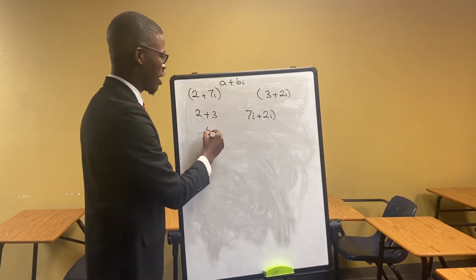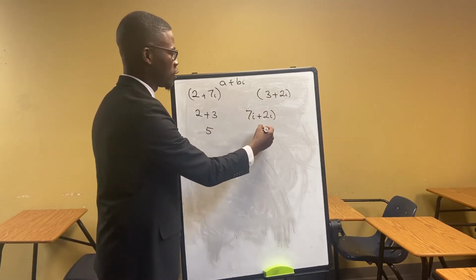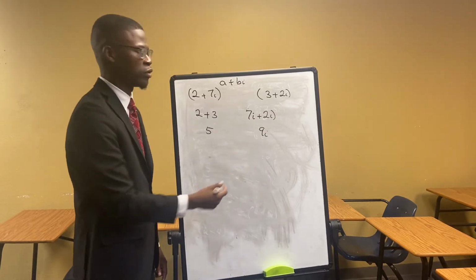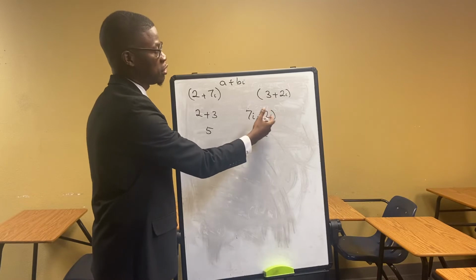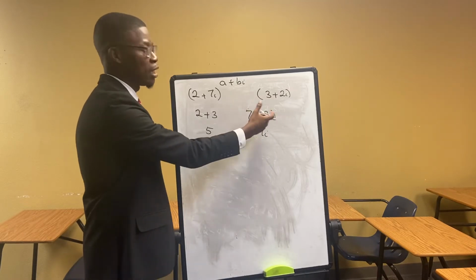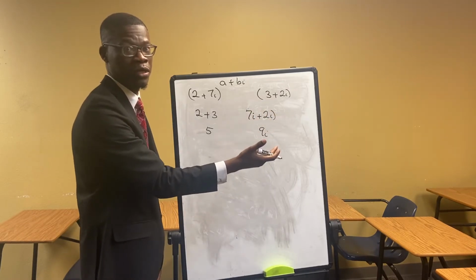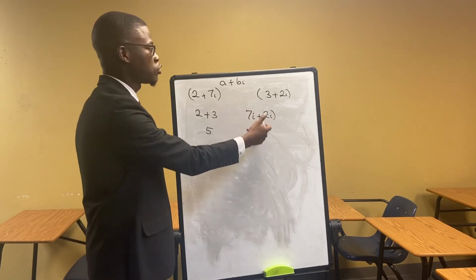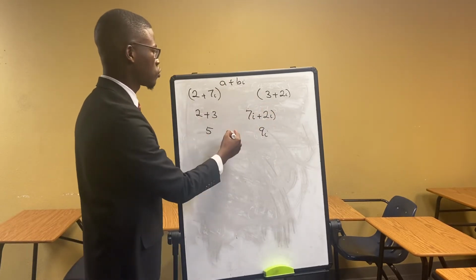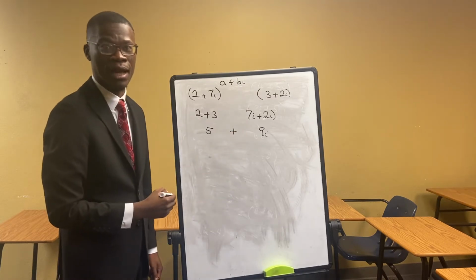So this becomes 5, and 7i plus 2i is what? 9i. You're right. You add or subtract the imaginary part the way you add or subtract in algebra. If you add 7x plus 2x, it will be 9x, right? So 7i plus 2i will be 9i. So the answer to this question is what? 5 plus 9i.